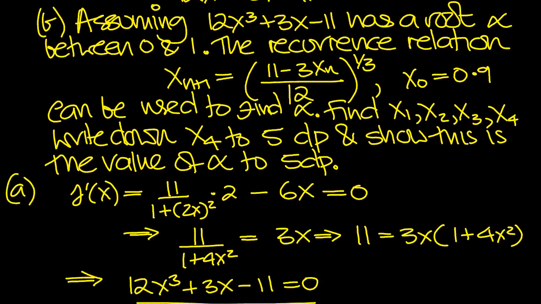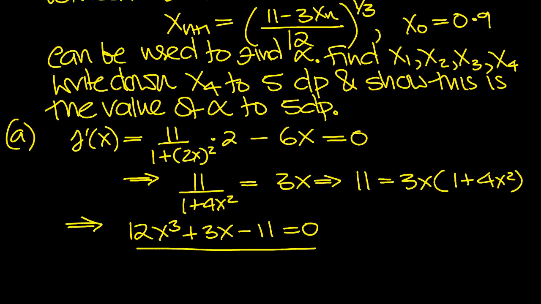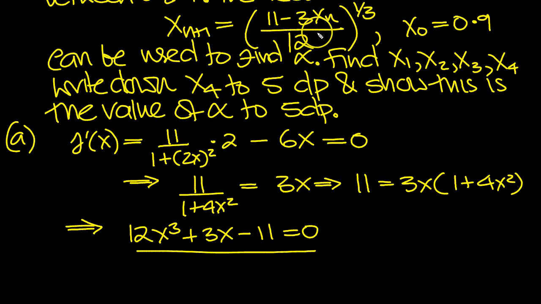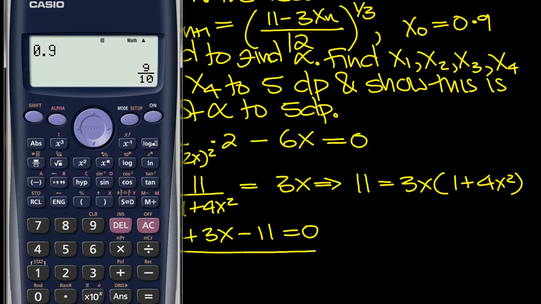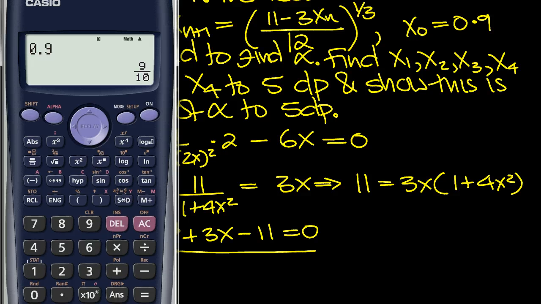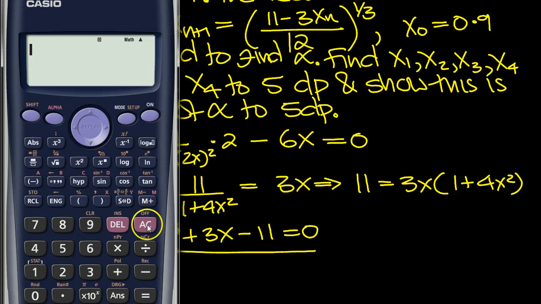So assuming this has a root alpha between 0 and 1, here's the recurrence relation then, which we need to type in the calculator to find alpha. x0 is 0.9, so let's put that in straight away, 0.9. Put it in as answer by pressing equals. Now if we do this calculation, I'll move this out of the way here. Oh, I cleared it, didn't I? So 0.9 equals, so now I've got that in there.